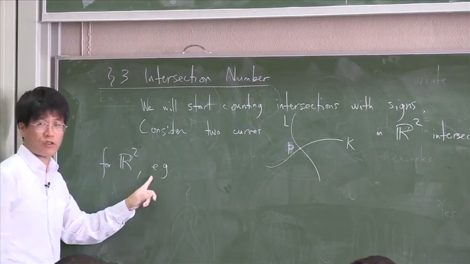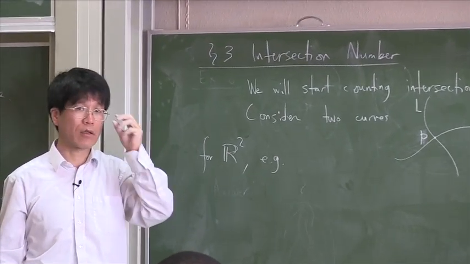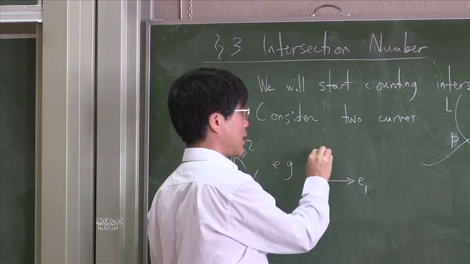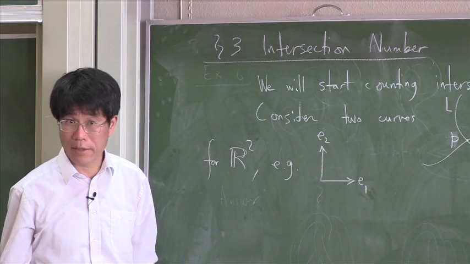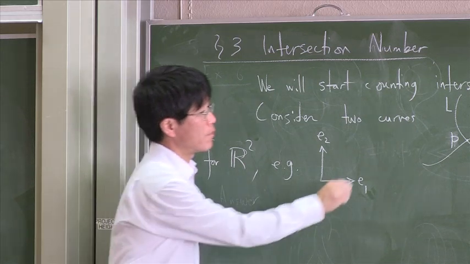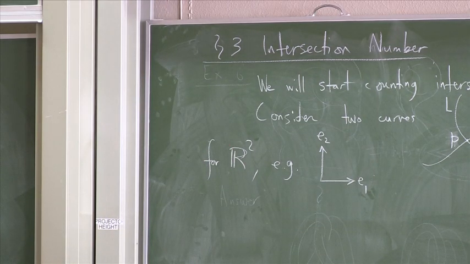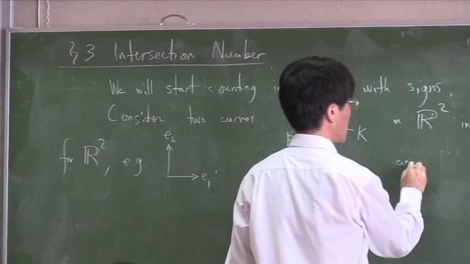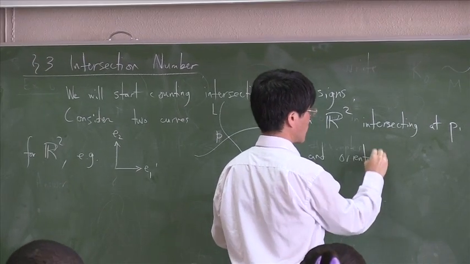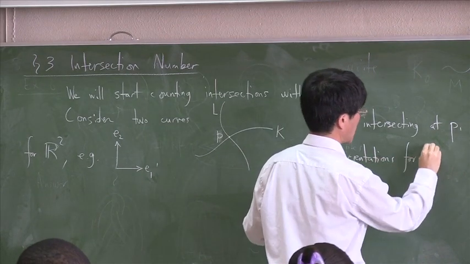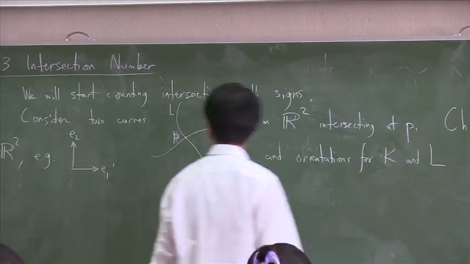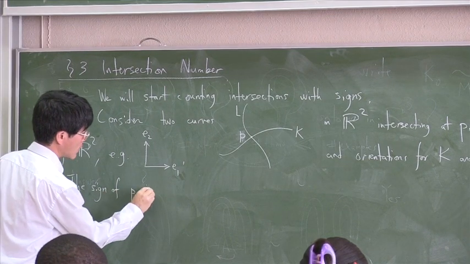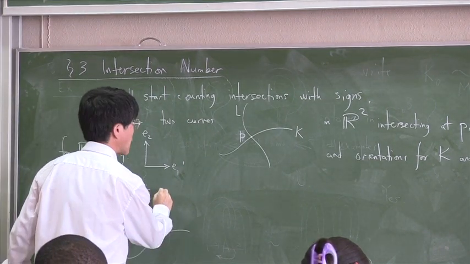For example, do you know this abbreviation e.g.? It means for example. In Latin, it's exempli gratia. Let's say that this is our orientation. You remember the exercises that we did on Friday? That's the orientation. Now, we shall choose orientations for K and L. Having chosen those orientations, the sign of P is, now let's consider four cases because there are four cases.